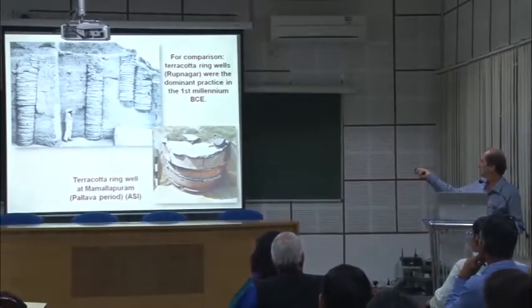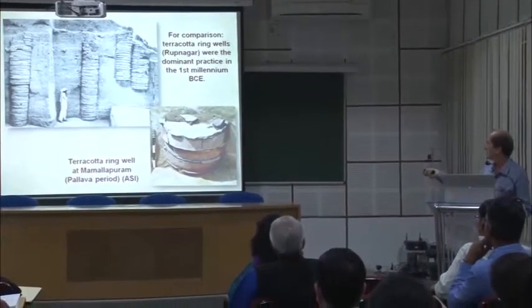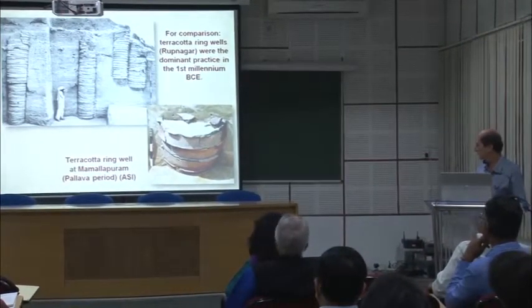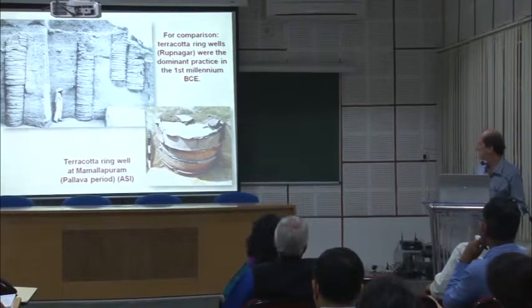So this is, of course, a more advanced and very well adapted series of ring wells. This one is from Ropar near Chandigarh, and it traveled all the way to South India, where you can see at Mahabalipuram another example.